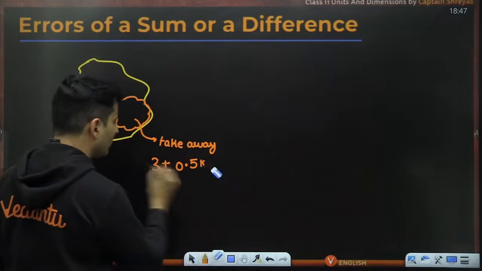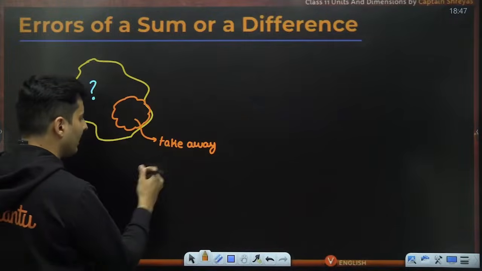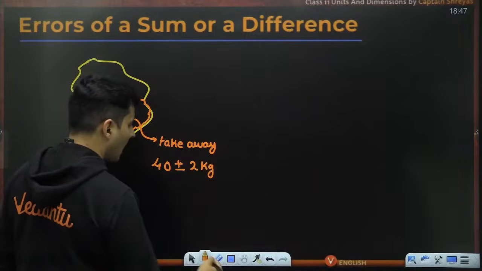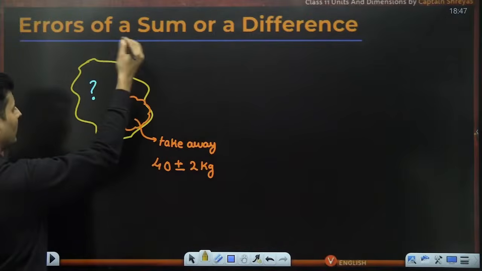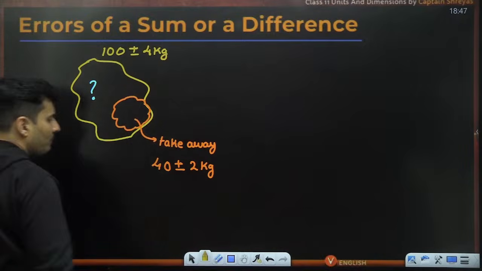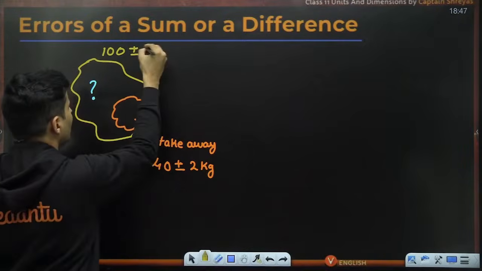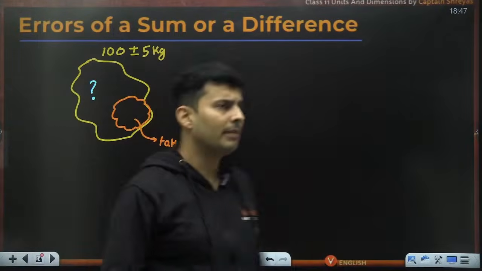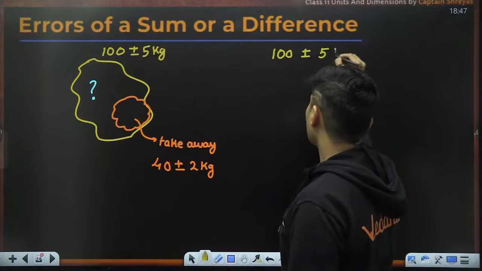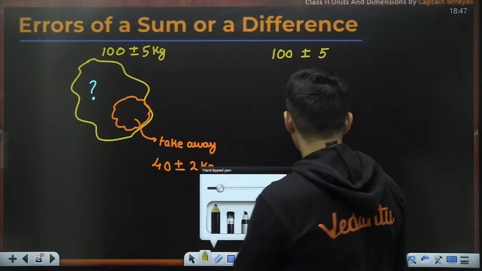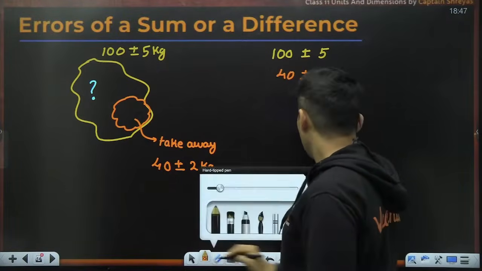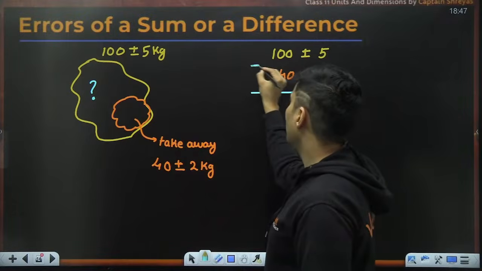Or I will give you some other number so that we can understand it. Let's say I take away 40 plus minus 2 kg. And this rice bag was already, let's say, 100 plus minus 5 kg. Some random numbers I have taken. So now from 100 plus minus 5 kg, I want to take away 40 plus minus 2 kg, and I want to see how much will be remaining after I subtract.